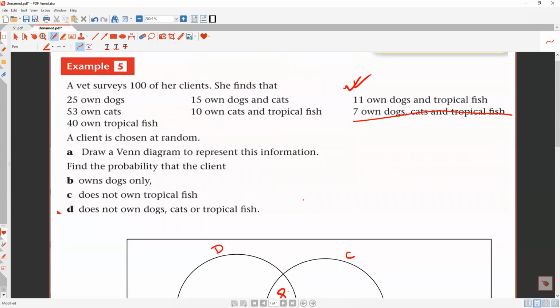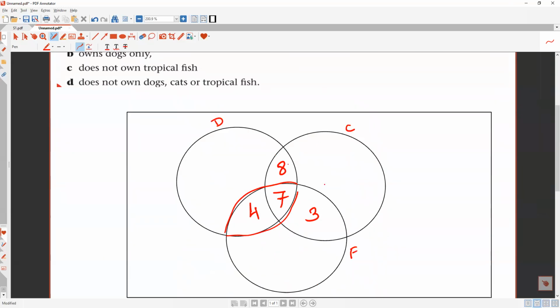Now let's see how many dogs were there. 25 dogs. Out of 25 dogs, 7, 8, 15, 19 dogs is done. So how many dogs are left? 6 dogs are left, because 19 plus 6 is 25. So total inside dog is 25, because they said they own 25 dogs.